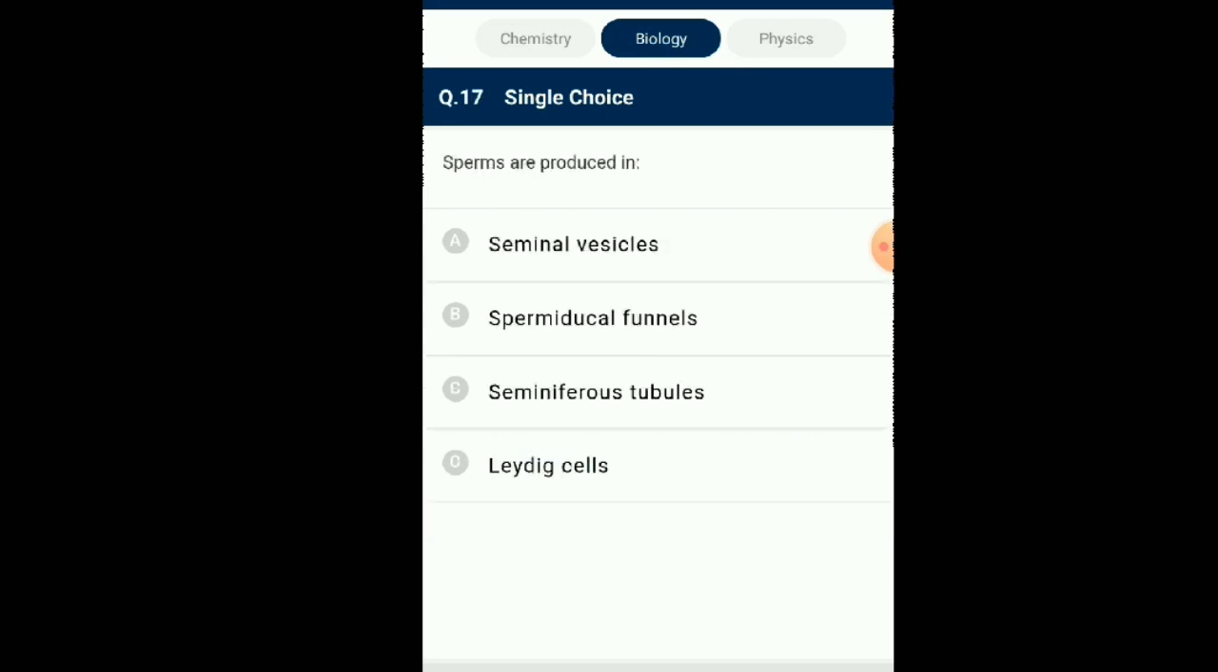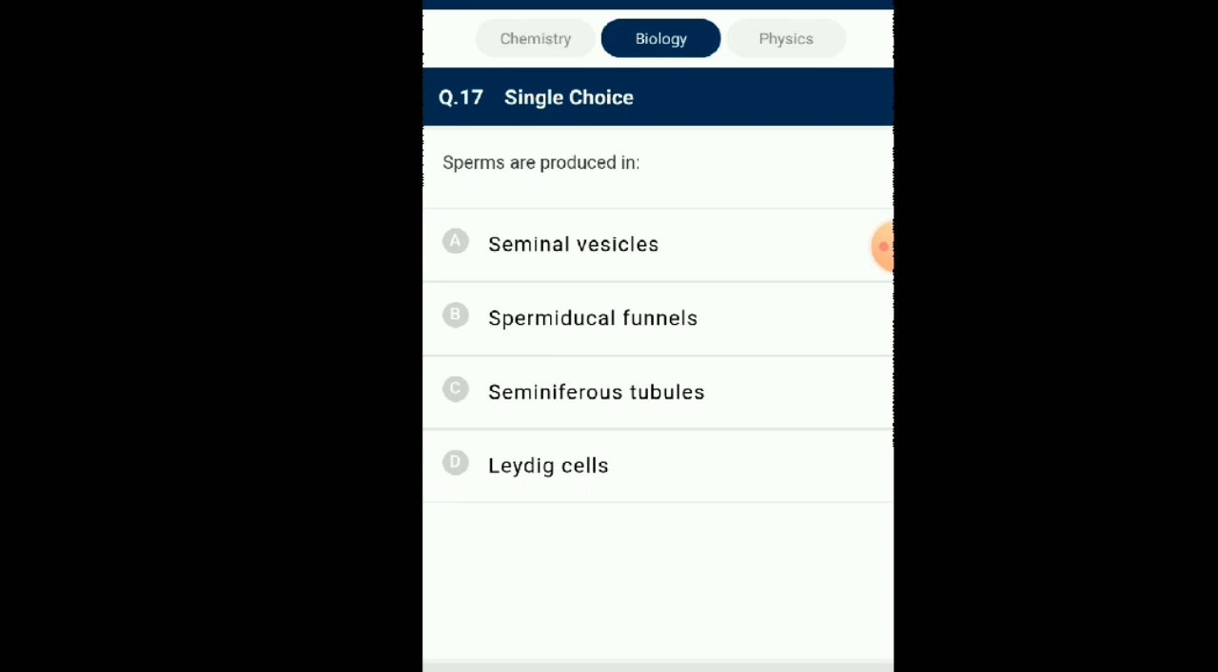Question number 17. Sperms are produced in. The seminiferous tubules are highly coiled tubules present in the testicular lobules that act as primary site of spermatogenesis. They consist of a germinal epithelium which is lined by two types of cells. The male germ cells, otherwise called as spermatogonia, and Sertoli cells.